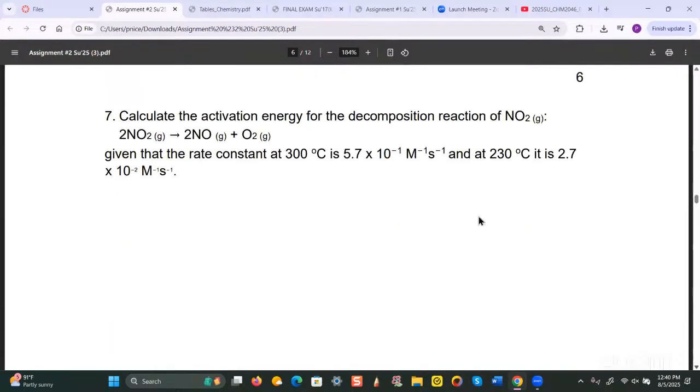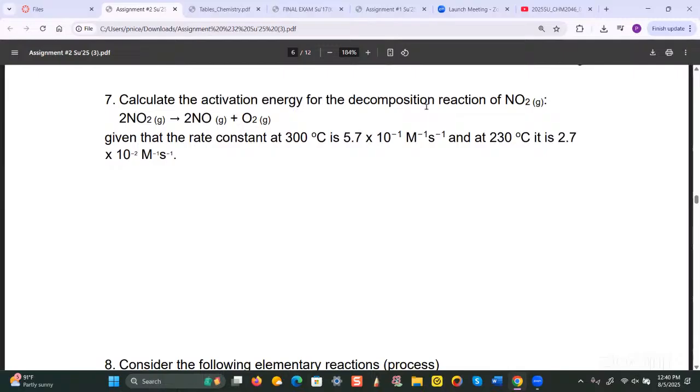Okay, question number 7 says calculate the activation energy for the decomposition reaction of, and it gives you the equation. And it says, given that the rate constant at 300 degrees Celsius is 5.7 times 10 to the minus 1, and at 230 degrees, it's 2.7 times 10 to the minus 2. All right, so the equation that you're going to use for this, there are 2 forms of the equation. Which one would be the most useful? I think the one that is most useful is k equals A e to the minus Ea over RT, right?